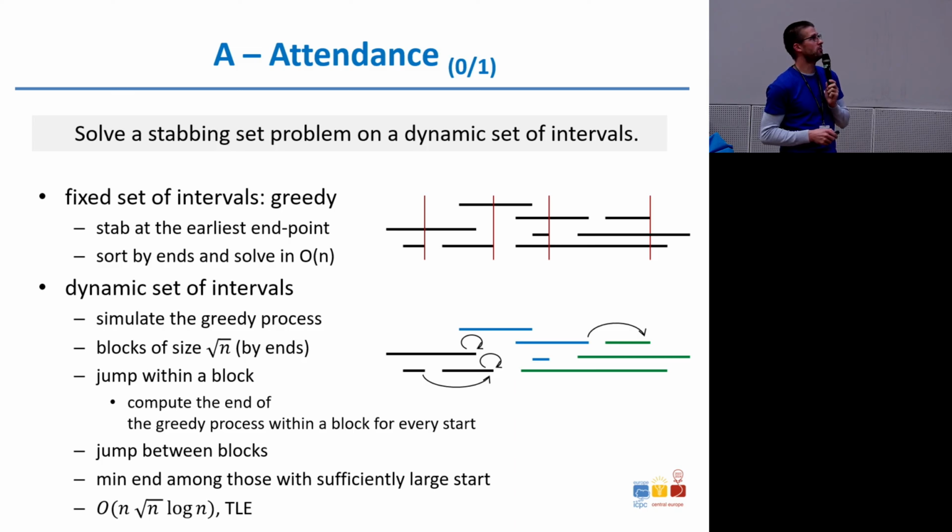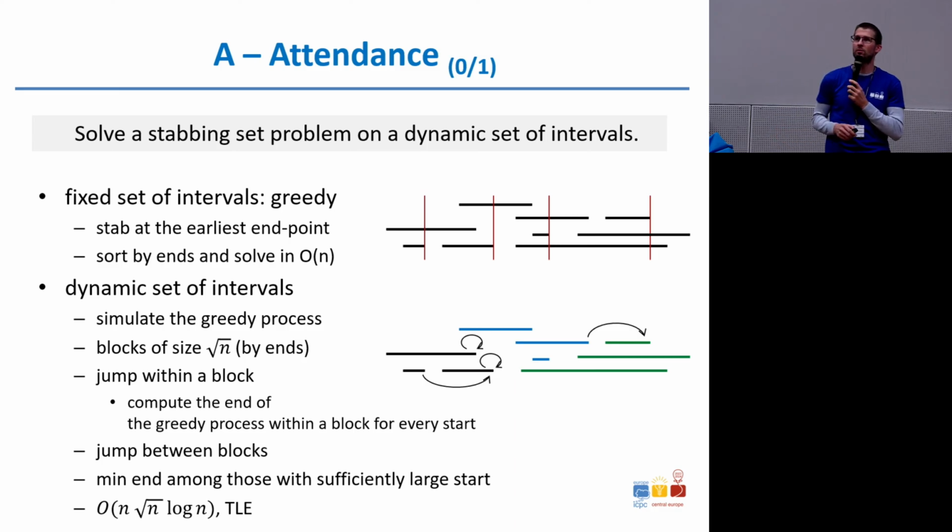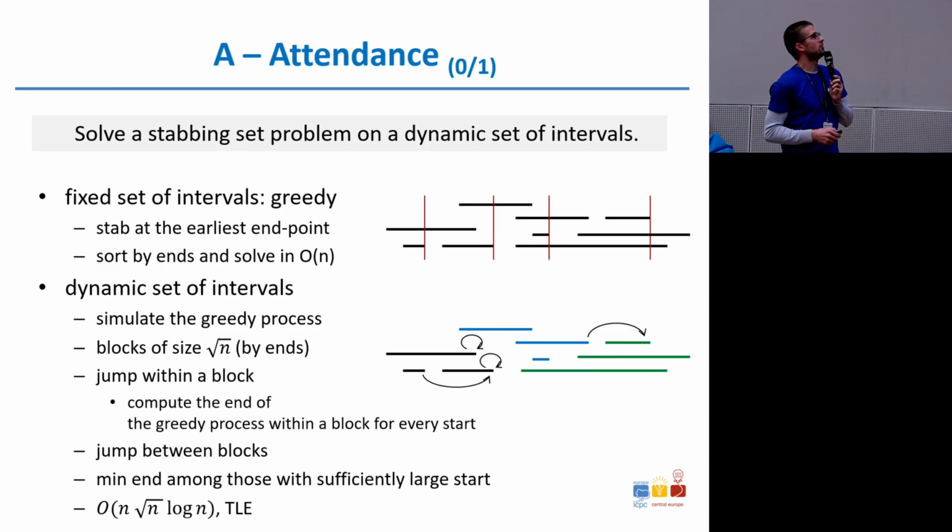So what we'll do, we'll cut them up into blocks of size square root of n by their endpoints. So perhaps this black part is the first block, the blue part is the second block, and the green part is the third block. And we'll pre-compute the results of this greedy simulation within a block. So if I start at some interval, where I'm going to end up and how many jumps or cuts I'm going to make to end there. So for every interval within the block, we'll compute what's the end block within this interval. So then we have to jump between blocks and within blocks.